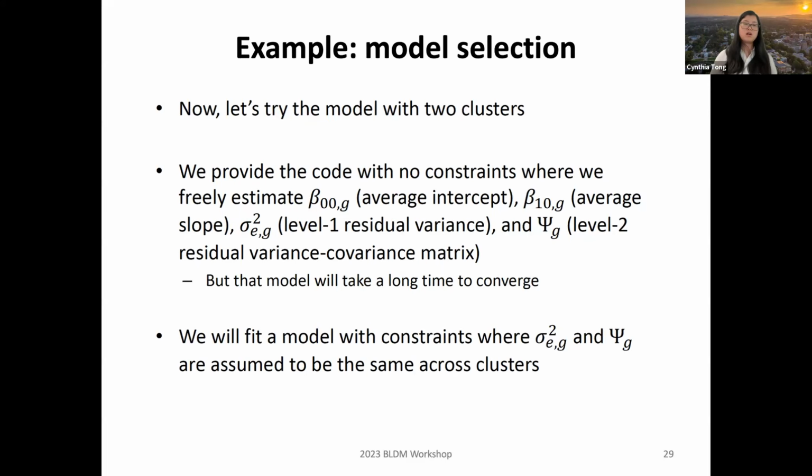We also fit a model with constraints where all the variances and covariances are assumed to be equal across different latent classes, and that model takes a shorter time to converge. And I can show you that when we get to the practice part.